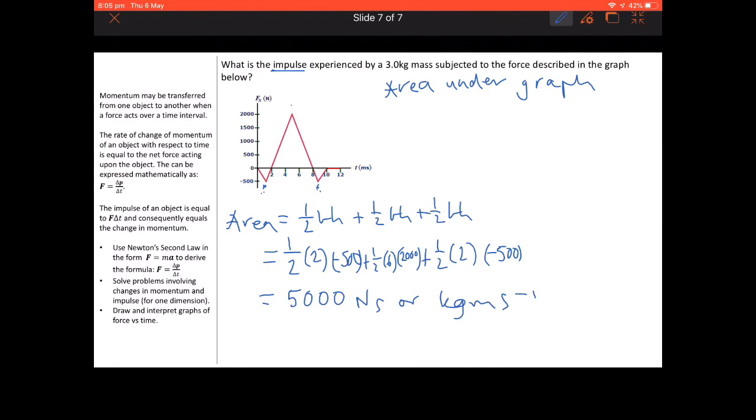You don't always need every piece of information that's given to you in questions. For example, this 3 kilogram mass here is not required to find the impulse experienced by the mass. You just need to find the area underneath the graph, so that might have been a bit of a red herring to confuse. But if you know that you just need to find the area under the graph for impulse, you can just ignore that.